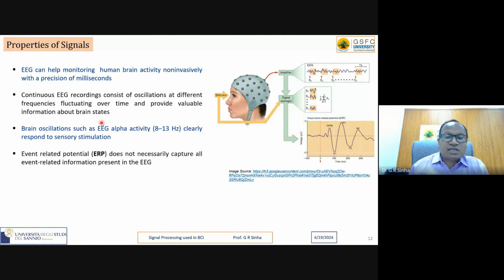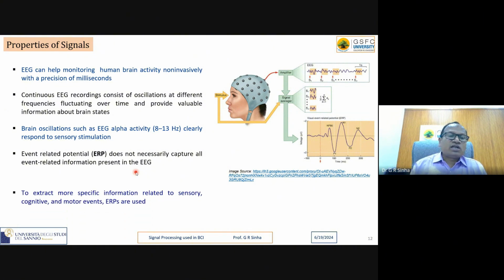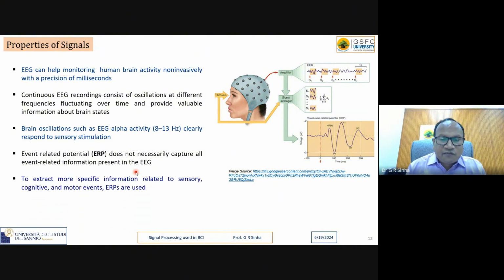Event related potential does not necessarily capture all the event related information present in the EEG. Rather, it is very specific to a certain event. To extract more information related to sensory, cognitive, and motor events, ERPs are used. What do you mean by sensory, cognitive, and motor? Sensory means related to your ears, eyes. You are sensing something, a very specific event you are realizing and capturing.